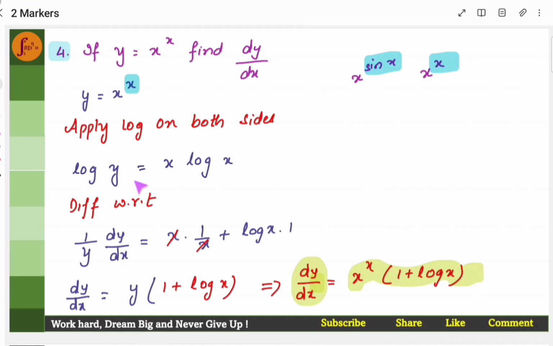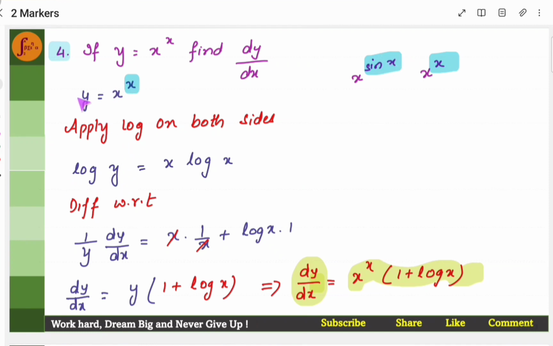The reason I apply log is to eliminate this power. I don't want this power. If it is a number, it's easy for me to solve. But this is not a number, this is a variable. And here it's a trigonometric function. In both cases, I cannot solve this. So what I do, I apply log.